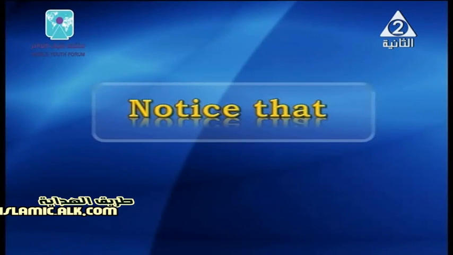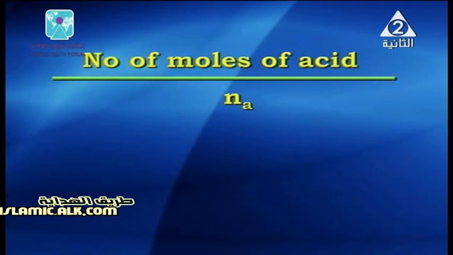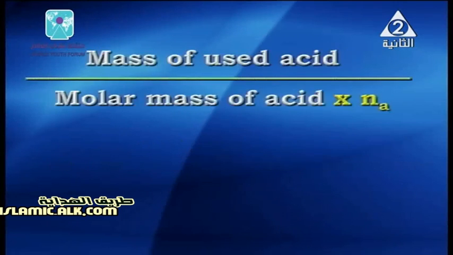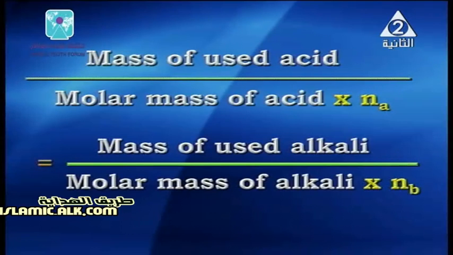My dear student, notice that we can use the following relations during a neutralization reaction: number of moles of acid over Na equals number of moles of alkali over Nb. Or we can use mass of the acid over molar mass times Na equals mass of the alkali over molar mass of alkali times Nb.